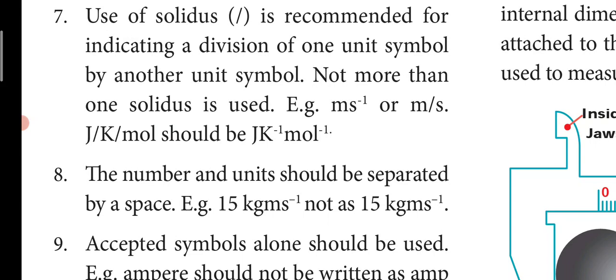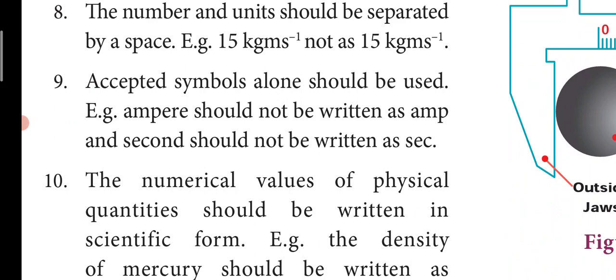The number and units should be separated by a space. So you have to leave a space between the number and the unit. You should leave a space, like 15 kg m/s, and you should not write it continuously. Only accepted symbols should be used, like ampere should not be written as AMP. Either you write it fully as ampere, or you use the capital letter A. And second should not be written as SEC; you can write second fully or use small letter s. You should not write any short form which is not accepted.